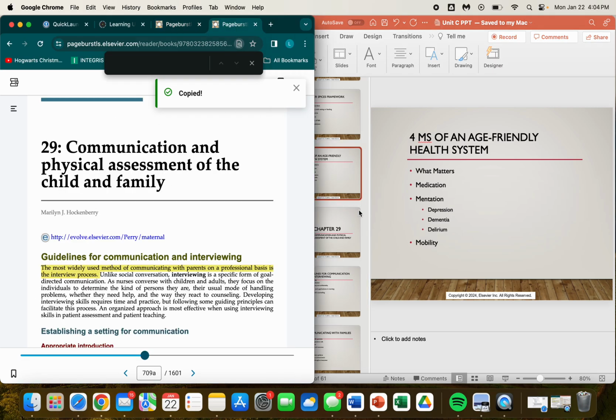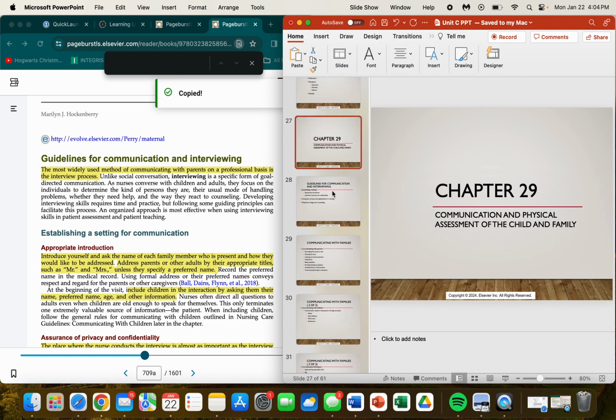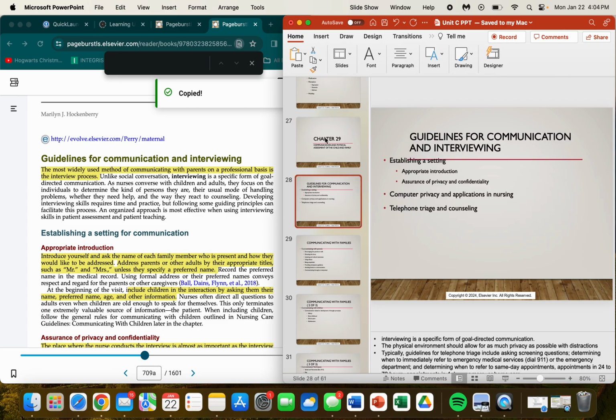So we'll move on to chapter 29 of your maternal health book. Chapter 29 is where we get into physical communication and physical assessment of the child and family. When we talk about communicating with the child and family, our primary means of communicating is through an interview, right? This book details maternal child, so basically we're talking about pediatric nursing a lot. With that, our approach to nursing is a little bit different because we obviously have to include the family whenever it comes to minors and children.